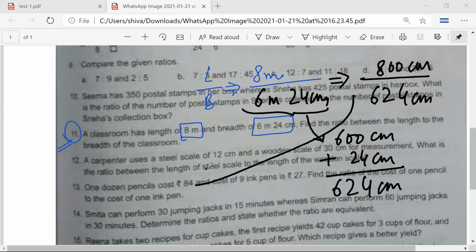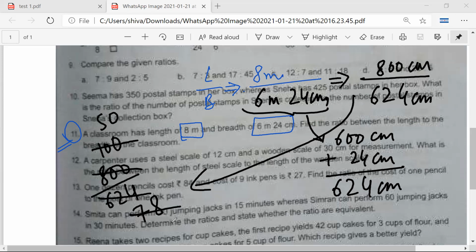Mr. Satya, any doubt? No, sir. Then all I need to do is cancel this 800 and 624. 8 6s are 48, 8 7s are 56, so I can cancel by 8. 800, 8 7s are 56, 8 8s are 64. And then I can cancel by 50. 2 3s are 9. So my final answer should be 50 is to 39.